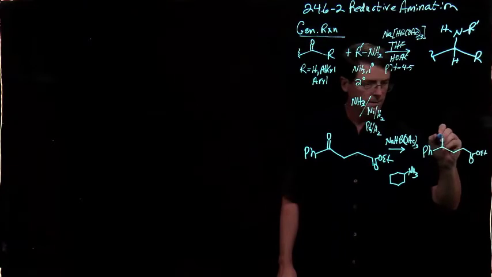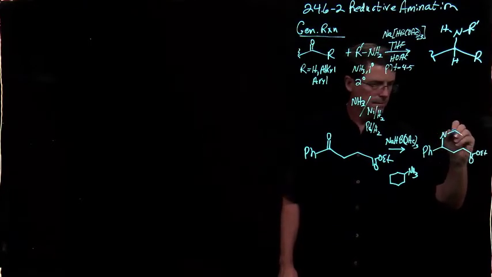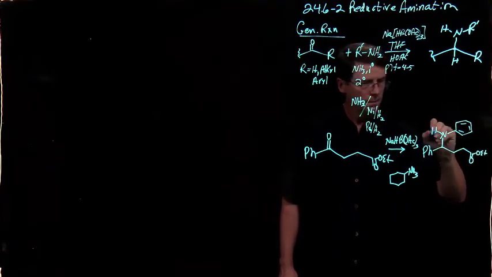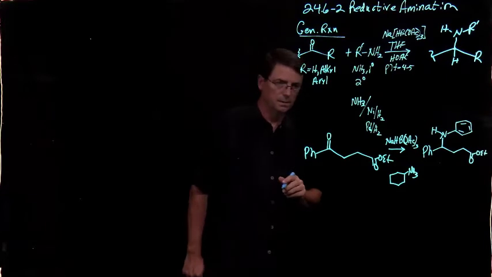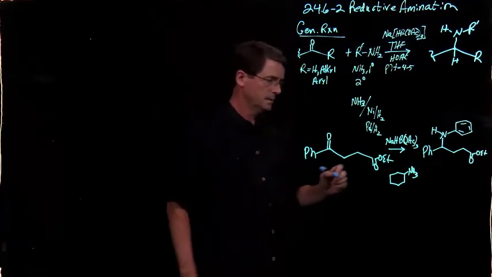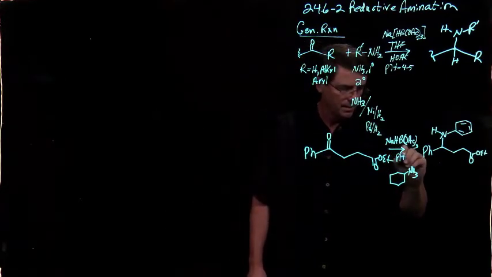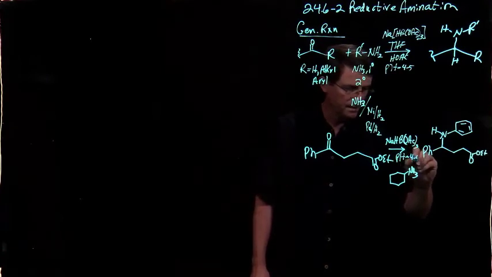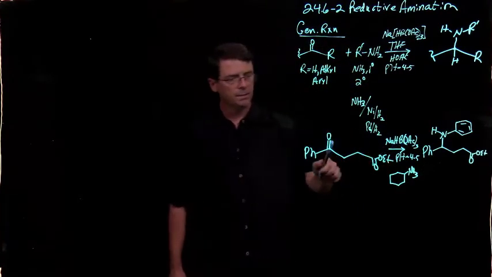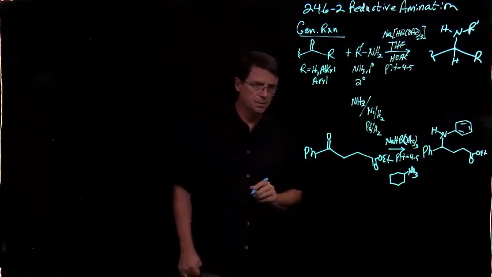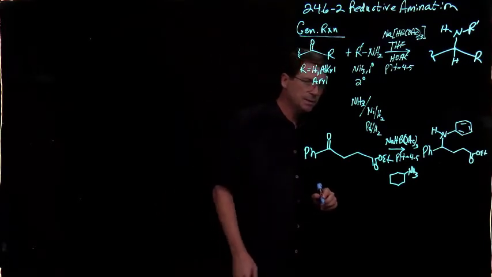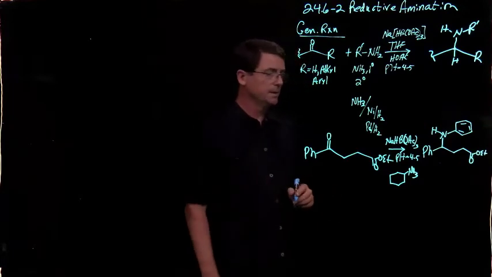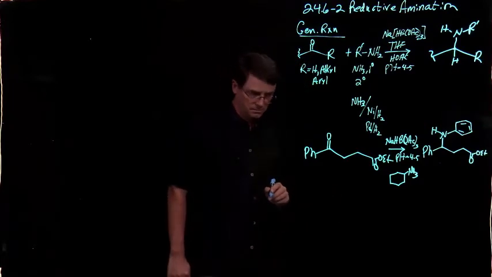So at these pHs, it will not reduce the ester, and it won't reduce the ketone either. Again, pH about 4 to 5. You get the pH below 3, sodium triacetoxy borohydride will actually start to reduce the ketone. So this is a very convenient and useful reaction.